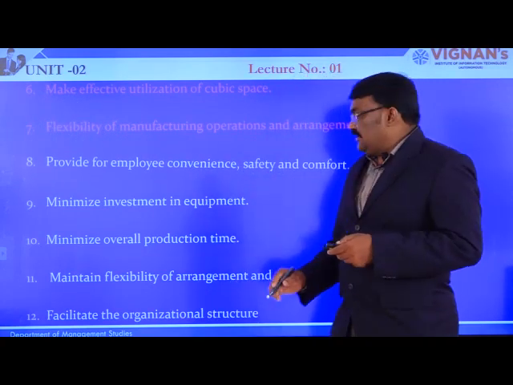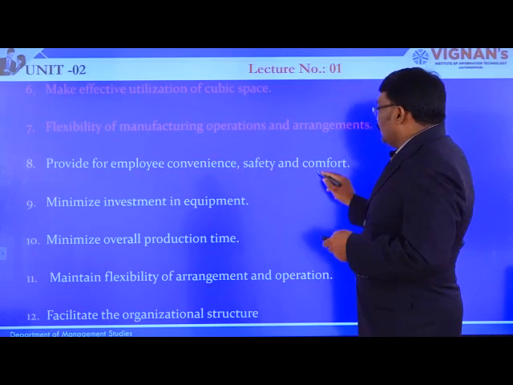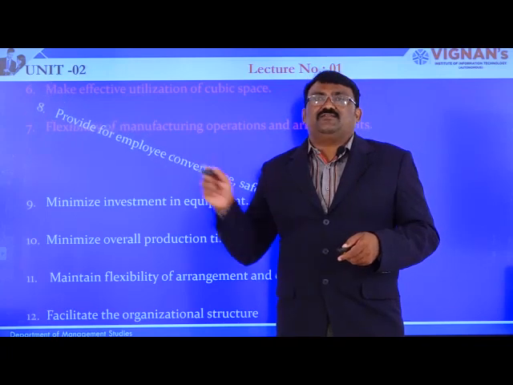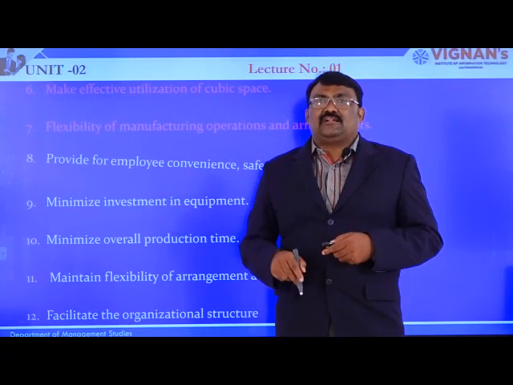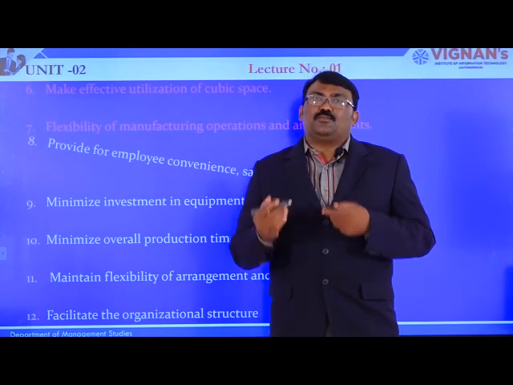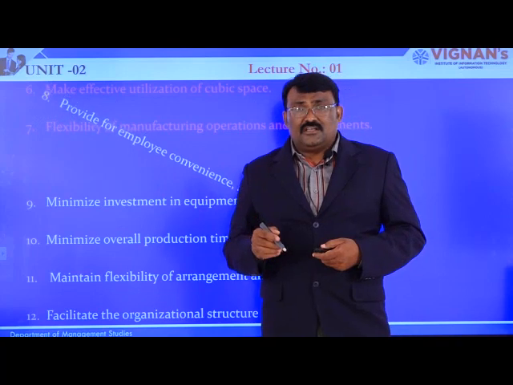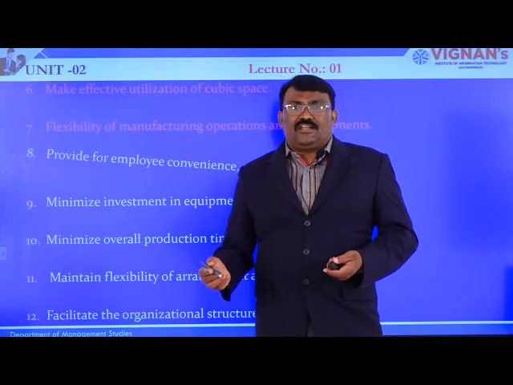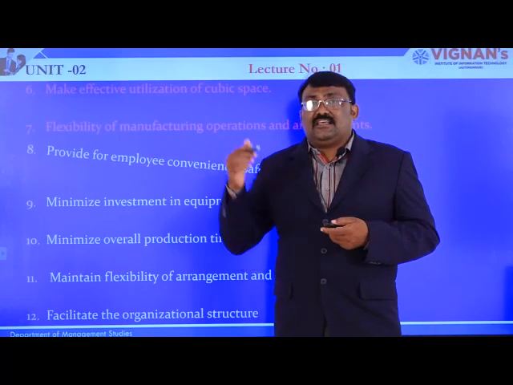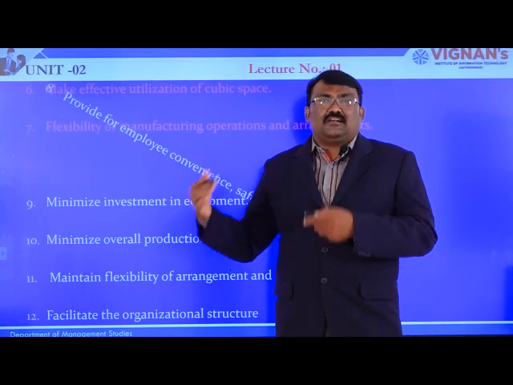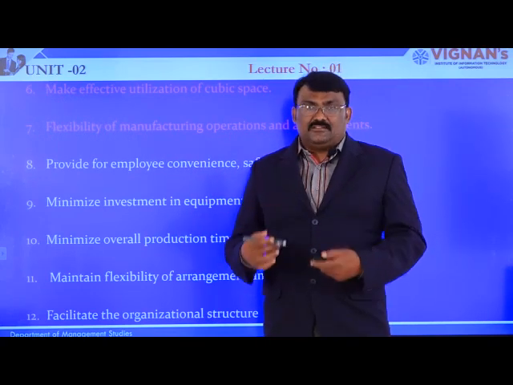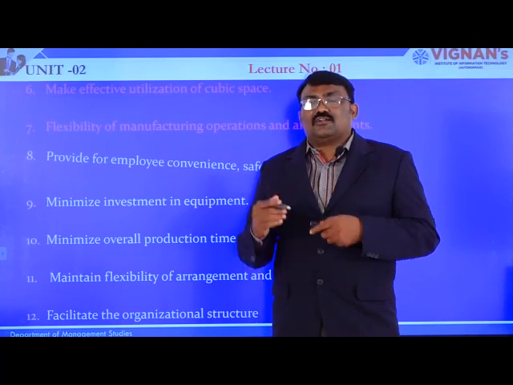Along with convenience, it also needs to have safety and comfort. If convenience, safety and comfort are ensured in the plant layout, then that plant layout can be said to be an effective plant layout, because in a manufacturing unit, if these three are missing, there is an implication of hazard. That means there is a feeling of being unsecured or unsafe. Because of that, what will happen?